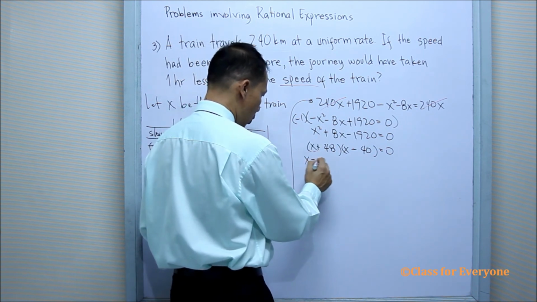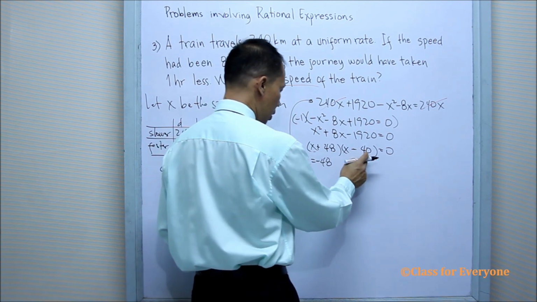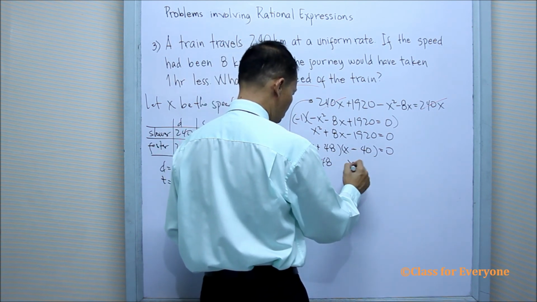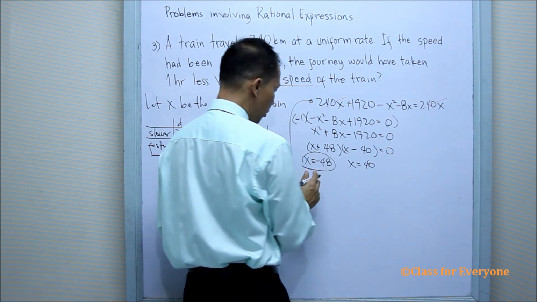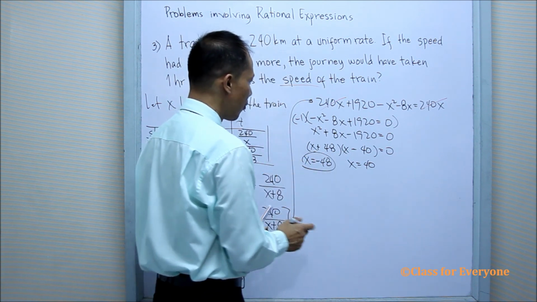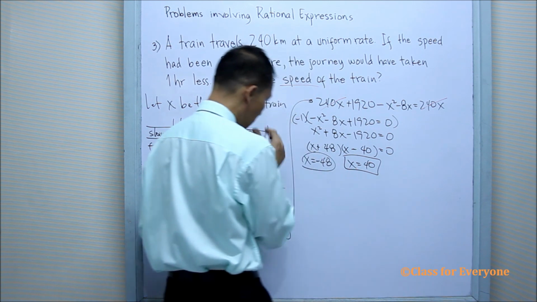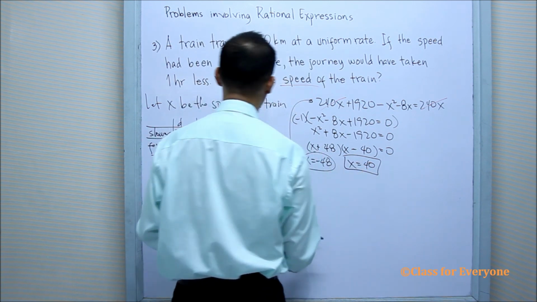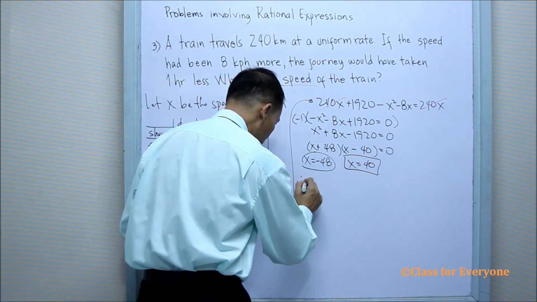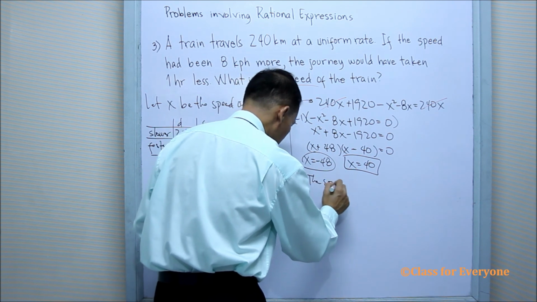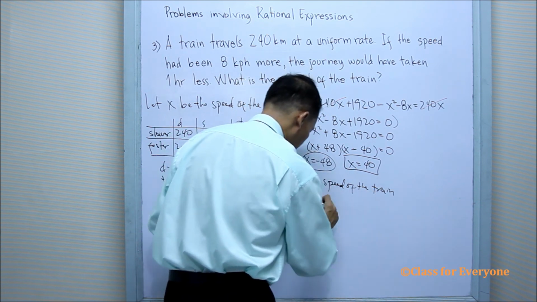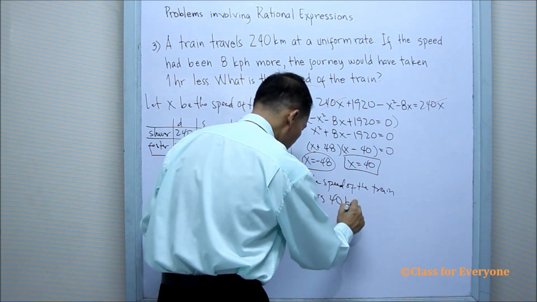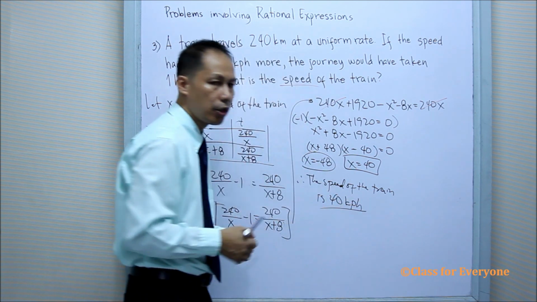Here, x equals negative 48. In this factor, x equals 40. We'll reject this because there is no negative speed. This is the answer. If this is the answer, the speed of the train is 40 kilometers per hour.